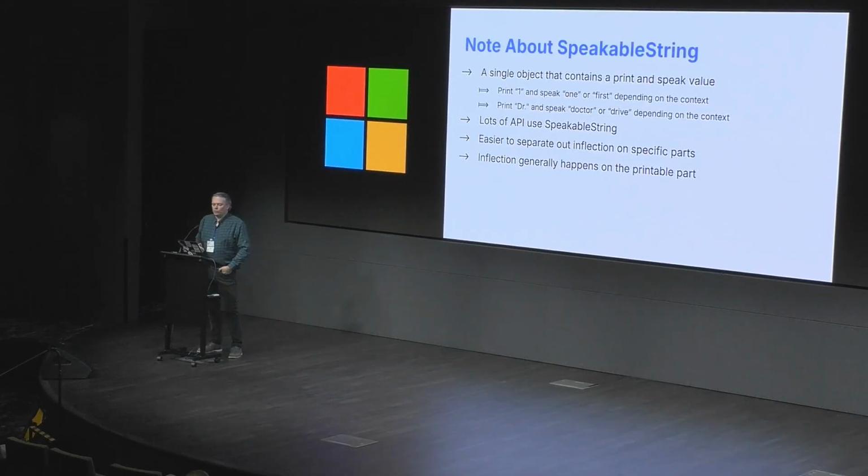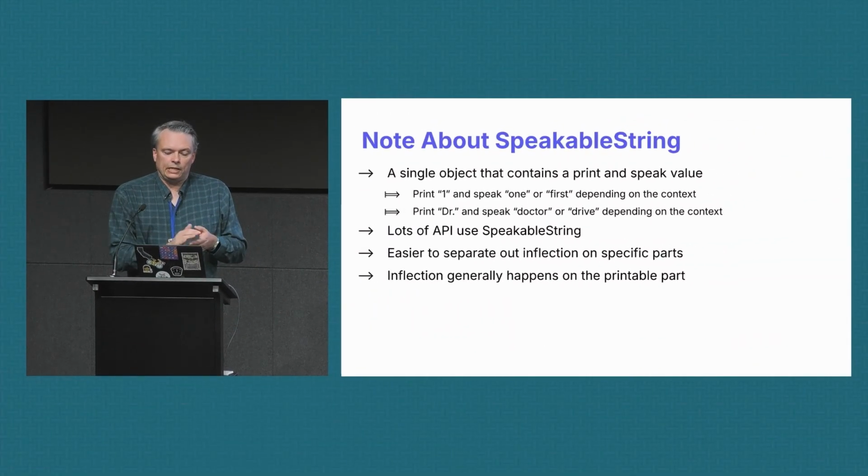One important thing to note about the speakable string is that what this provides is the ability to not only print one way, but to speak it a specific way. This can be helpful if there's any sort of ambiguity, like an abbreviation such as "Dr." Does that mean doctor or drive? Is the one pronounced "one" or "first" or anything else like that? The speakable string is used in a lot of APIs. It makes it easier to separate out inflection on specific parts of a string. Inflection generally happens on the printable part, but whatever's printed is also usually mirrored on the spoken side.